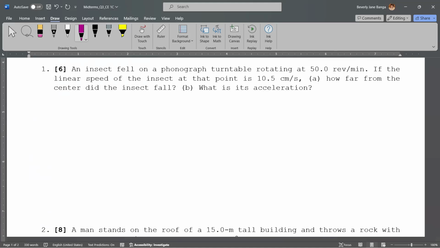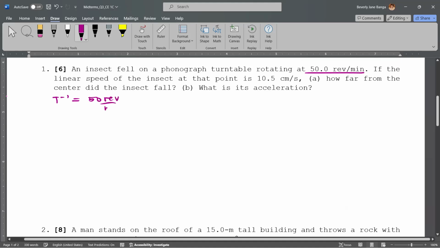Okay, so it says here, an insect fell on a phonograph turntable rotating at 50 rev per minute. If the linear speed of the insect is 10.5 cm per second at that point, how far from the center did the insect fall and what is its acceleration? So we are given here 50 rev per minute. Again, this is simply your T inverse. I want to convert it to seconds, so divided by 60. This will simply give me 0.83 rev per second. And then I know V, which is 10.5 cm per second.